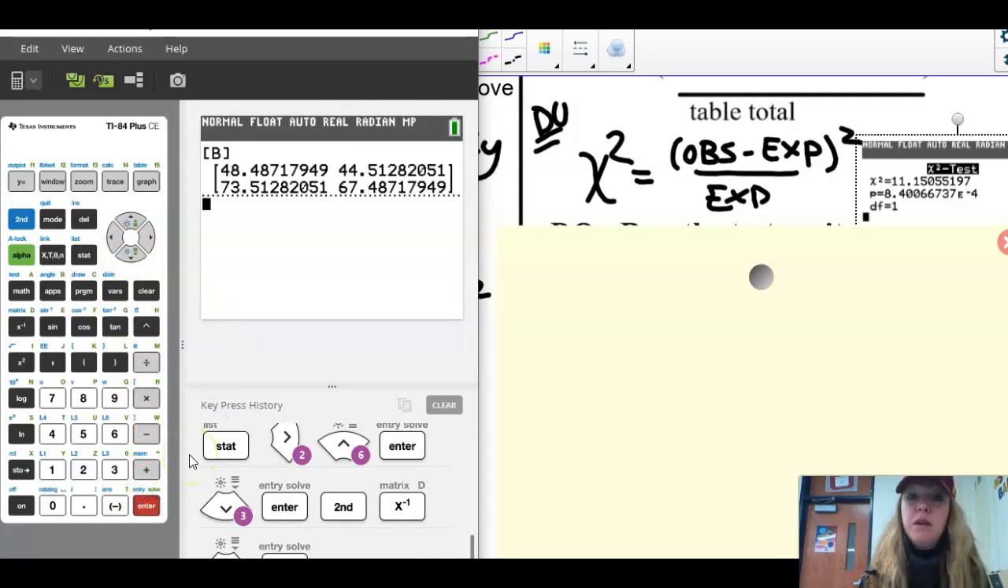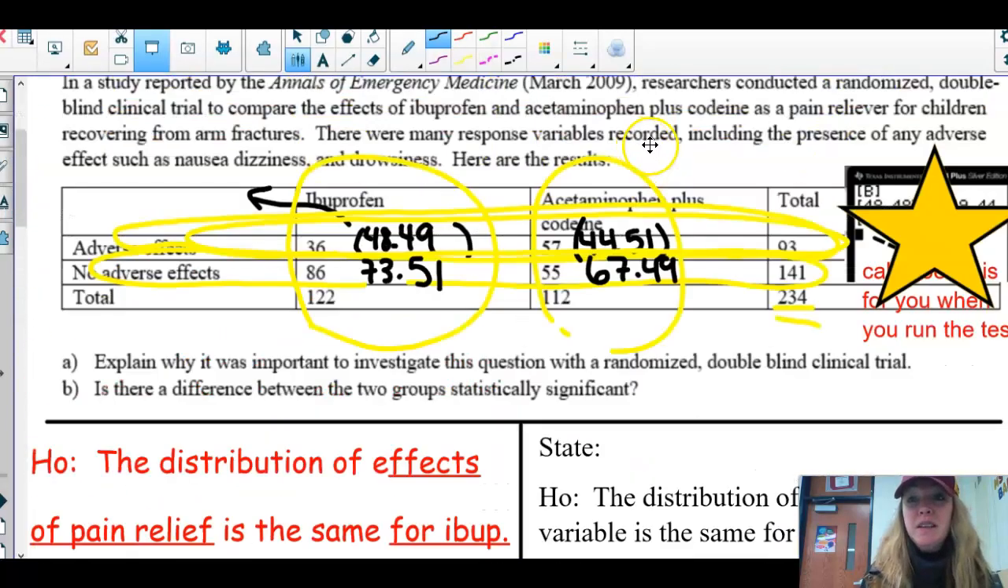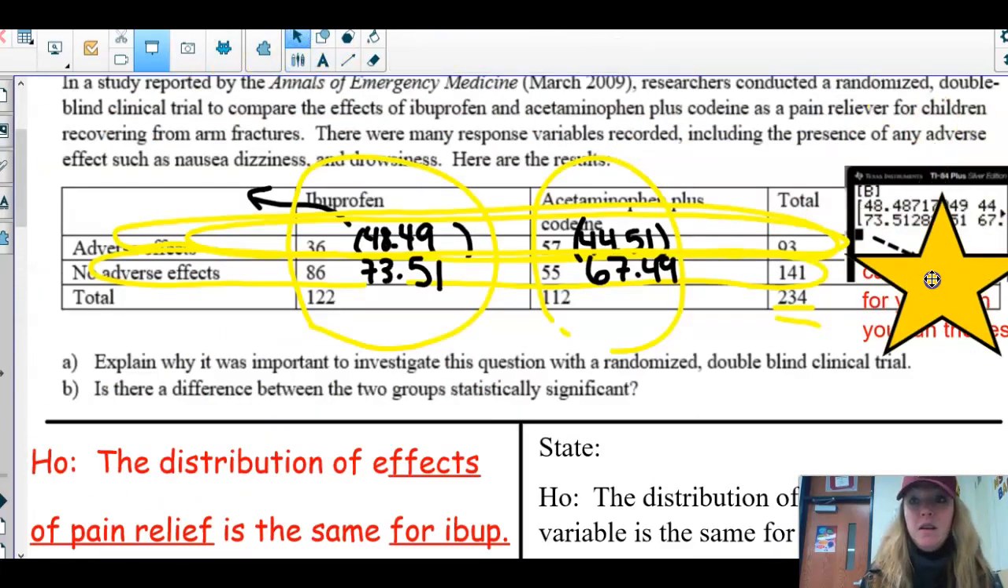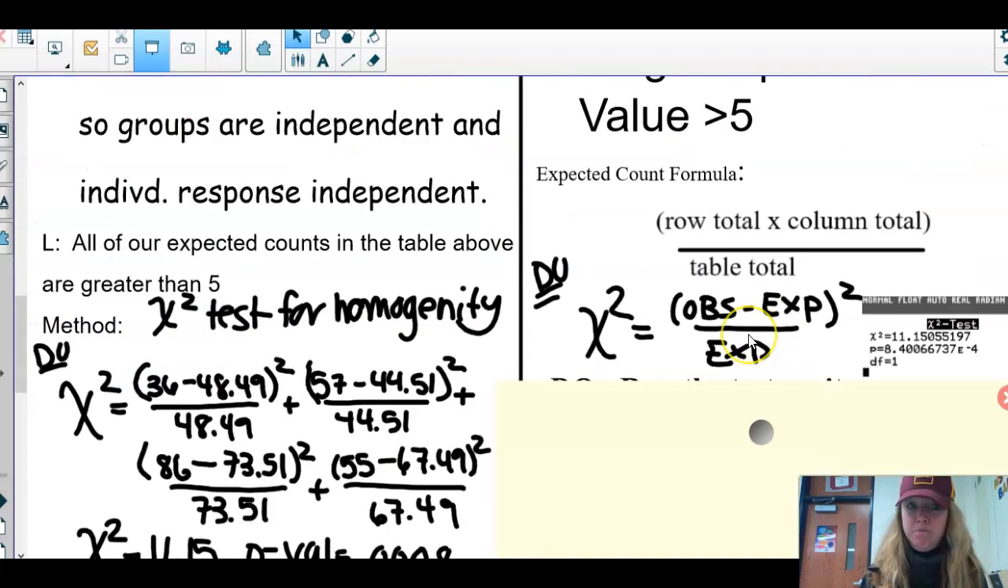Now you may need to rewind this, you guys, so you can see this. But what these all are right here, these are your expected counts. Okay, those are your expected counts. The calculator does this for you when you run the test. That's important to note. So let me repeat the steps that I would do.